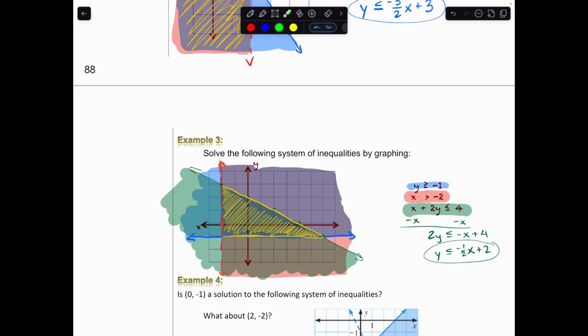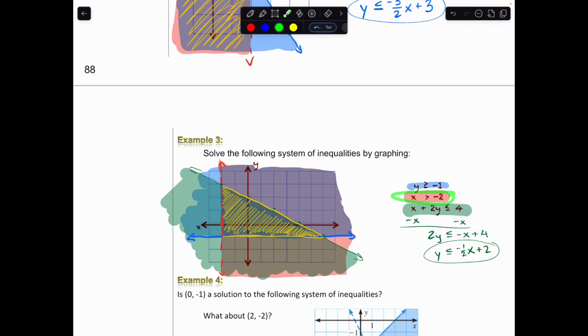Switch over to my pointer, there we go. So our first inequality I chose to graph in blue. y is greater than or equal to -1. So our boundary line is at y equals -1, and it's a solid line because we have the greater than or equal to. And because it's greater than or equal to, we're shading above the blue line. And you can kind of see the blue highlighter in here.